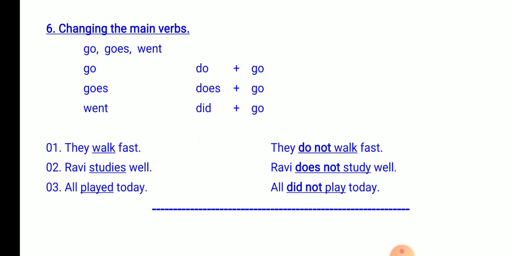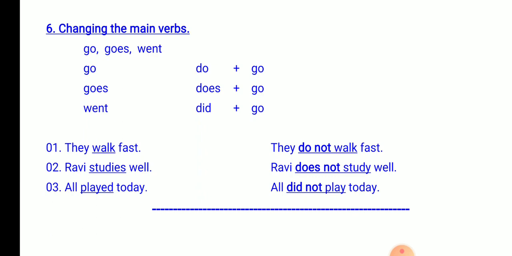Take the second sentence. The verb here is studies. Studies is also a simple present tense verb. It is split as does plus study. Now you can add not after does and the negative is does not study. Thus, the sentence Ravi studies well becomes Ravi does not study well.